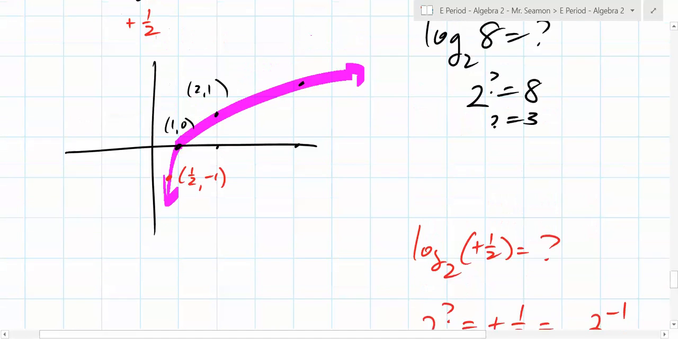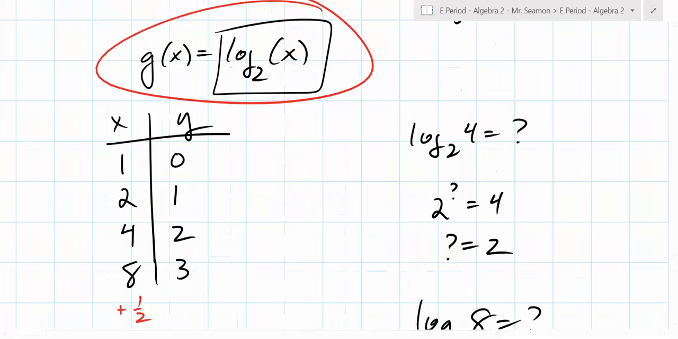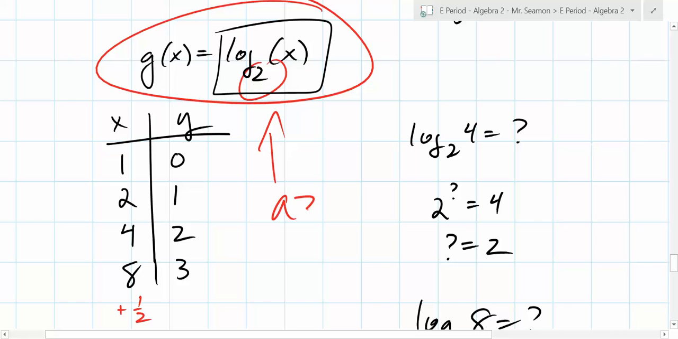When the base is, what's the base? We like the base here. This was 2. That number is greater than what? 1. When it's greater than 1, functions go up. When it's less than 1, the functions go down.